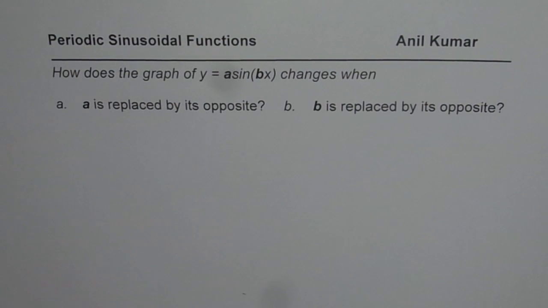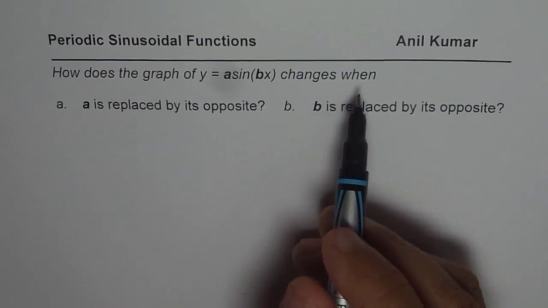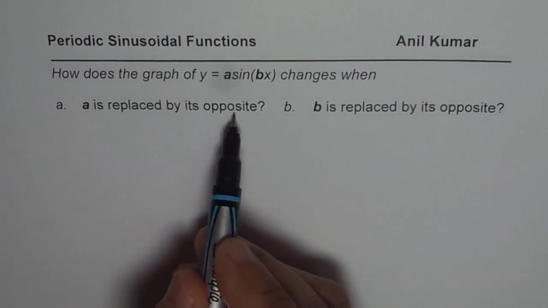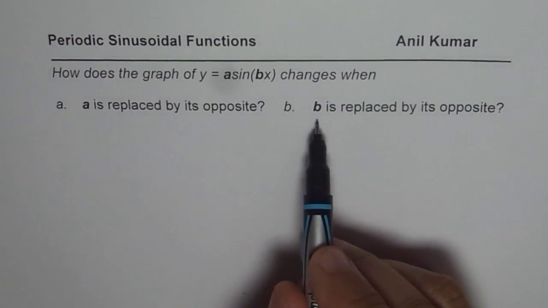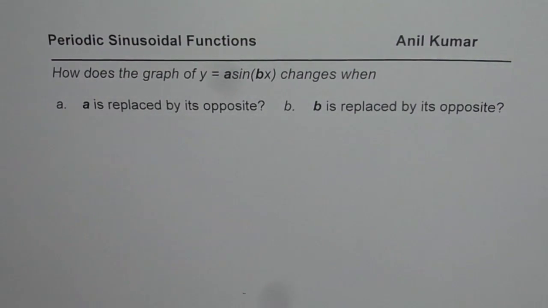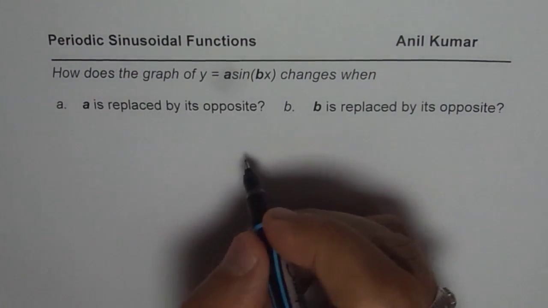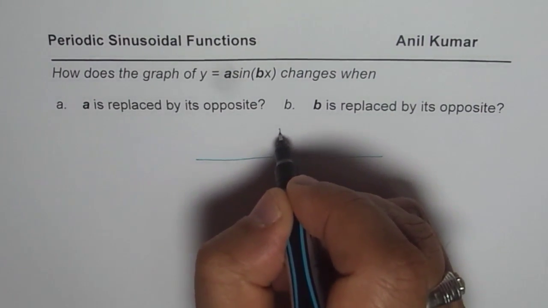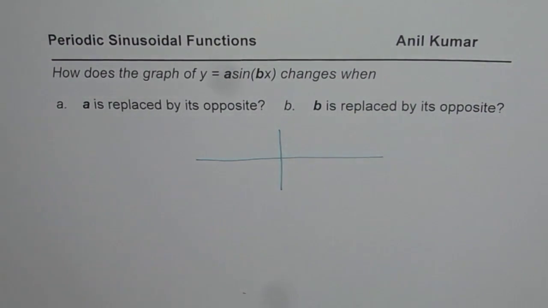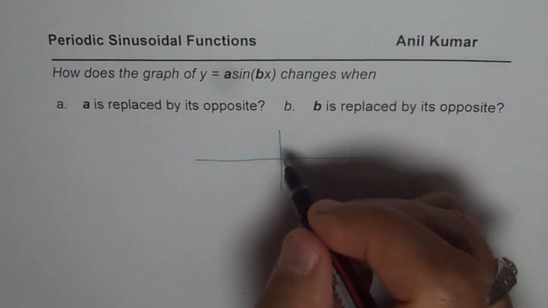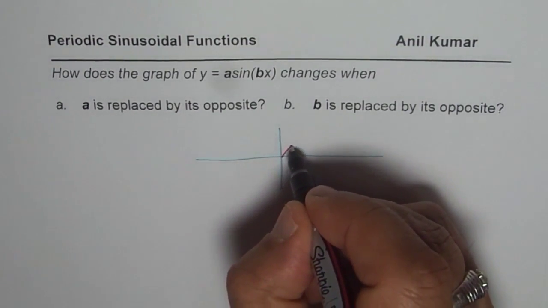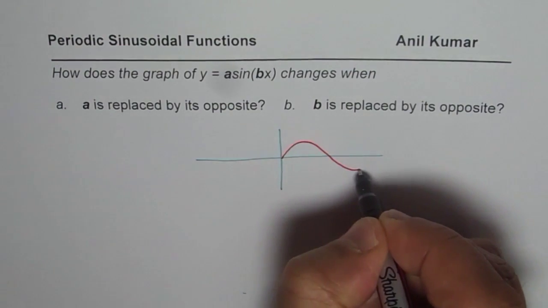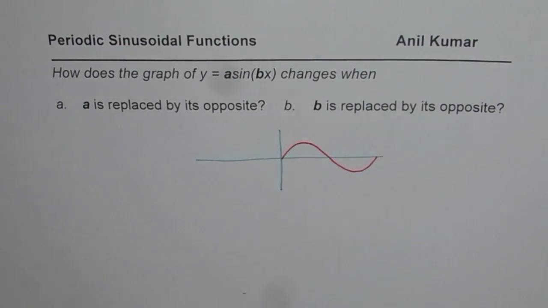The question is, how does the graph of y equals a sine bx change when a is replaced by its opposite and b is replaced by its opposite? You can pause the video, answer the question, and then look into my suggestions. What I will do here is sketch one sine function and then discuss further with you. Meanwhile, you can think about the answer, write it down, and then we'll compare.